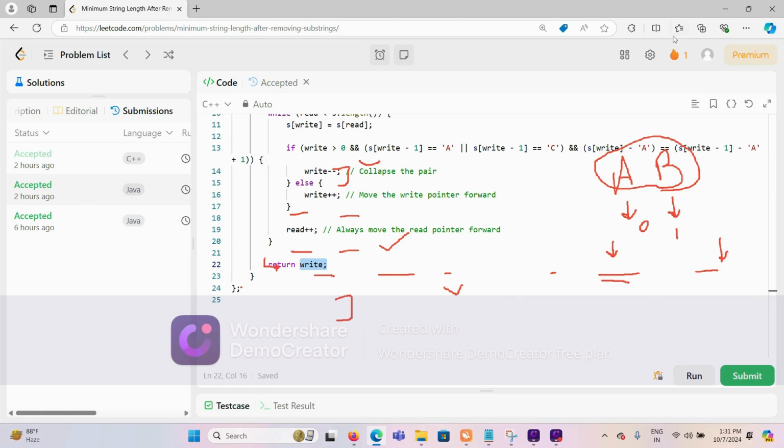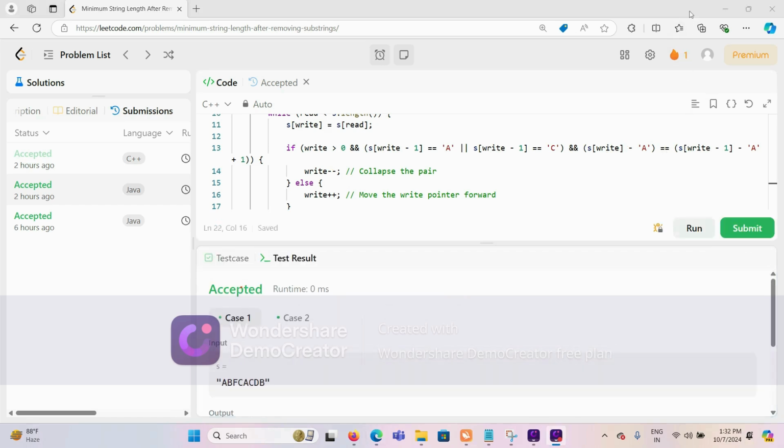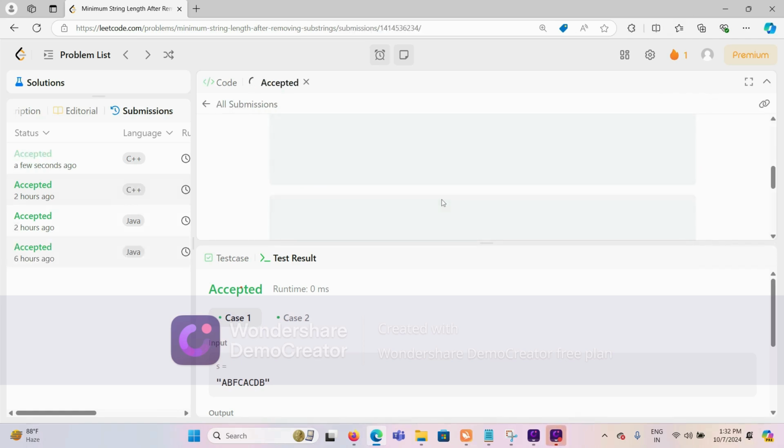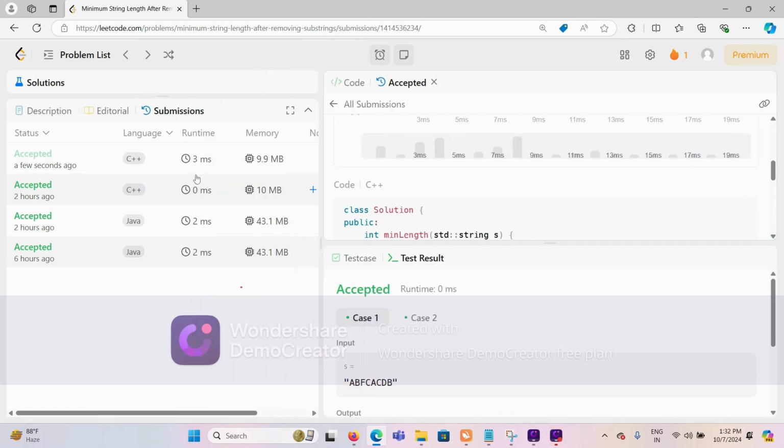So let me execute my code. I'm running my code, so it is working fine. So let me try to submit it. So yeah, it is 100% faster.